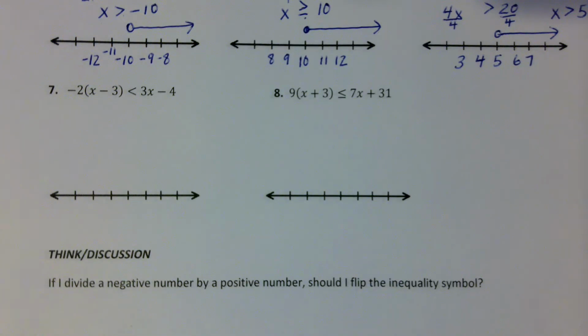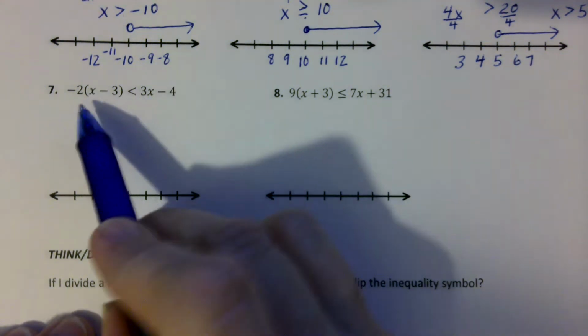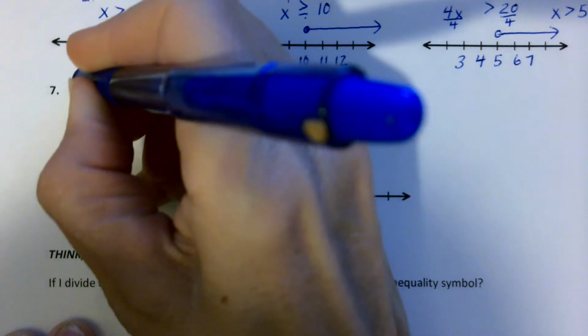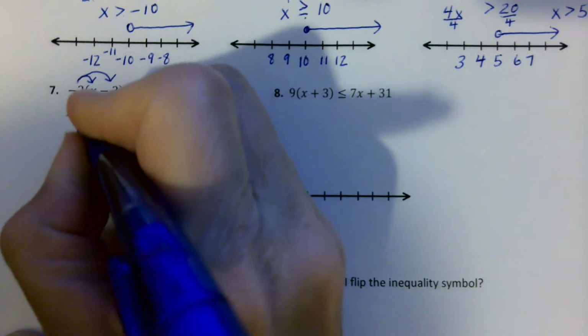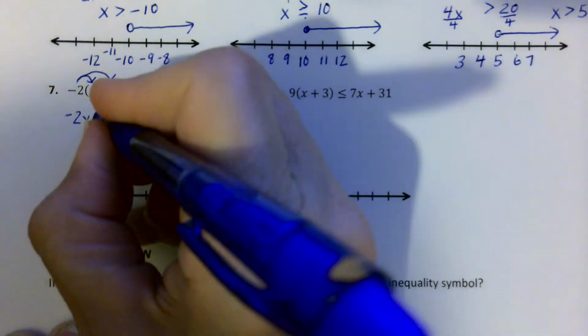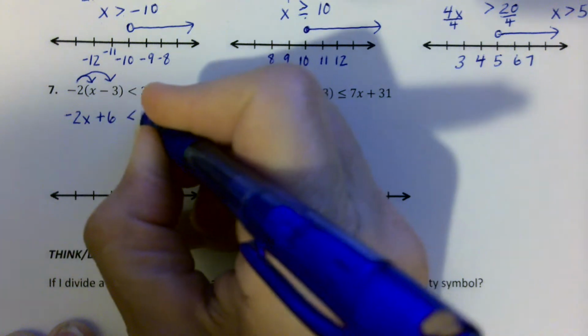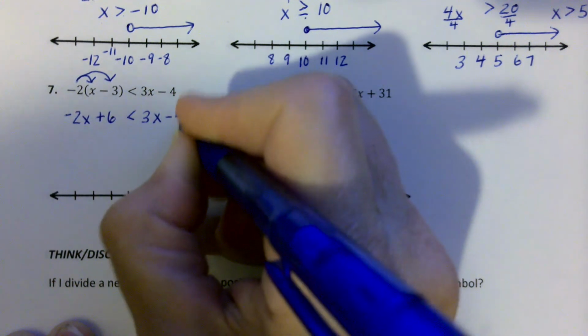This next one looks more challenging, but really it just is more steps. It's nothing new to you. First thing we want to do is get rid of our parentheses. So we're going to distribute the -2 to everything inside the parentheses. So that's a -2x, and a -2 times a -3 is a positive 6. And then I copy the rest.